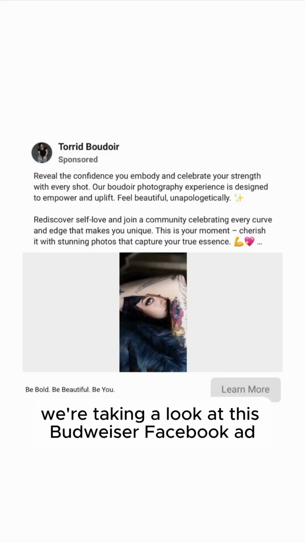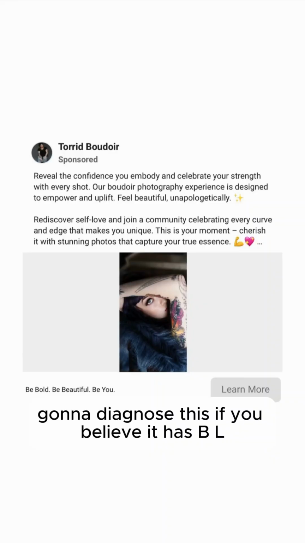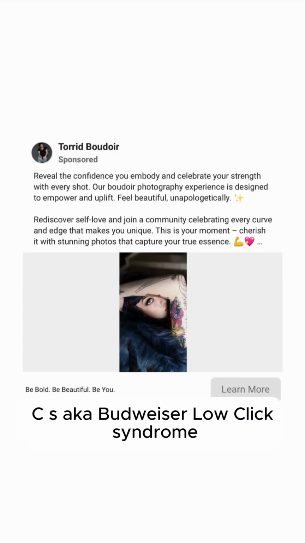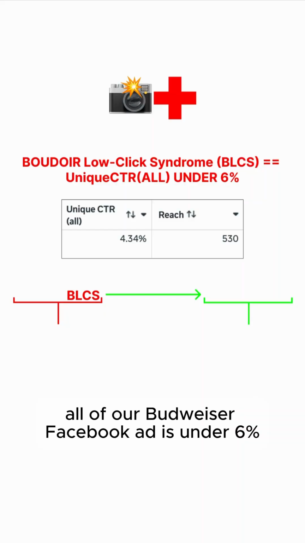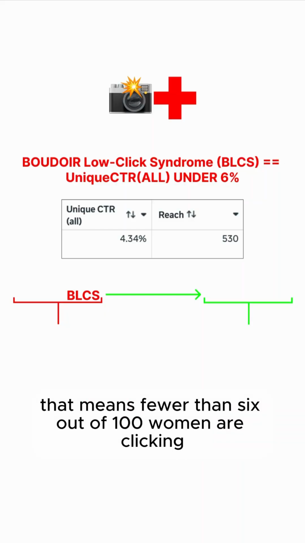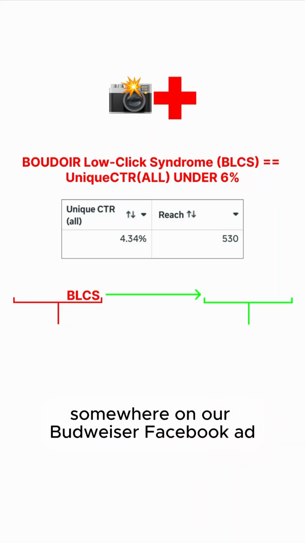All right, y'all, we're taking a look at this Boudoir Facebook ad. I'm going to diagnose this if we believe it has BLCS, aka Boudoir low click syndrome. Boudoir low click syndrome, aka BLCS, is when the unique CTR of our Boudoir Facebook ad is under 6%. That means fewer than 6 out of 100 women are clicking somewhere on our Boudoir Facebook ad.